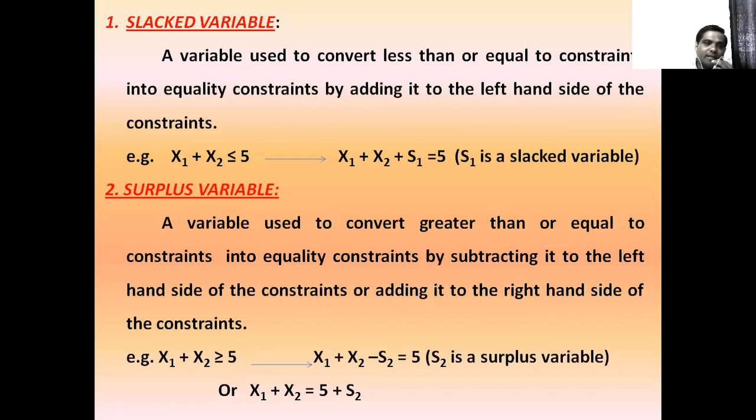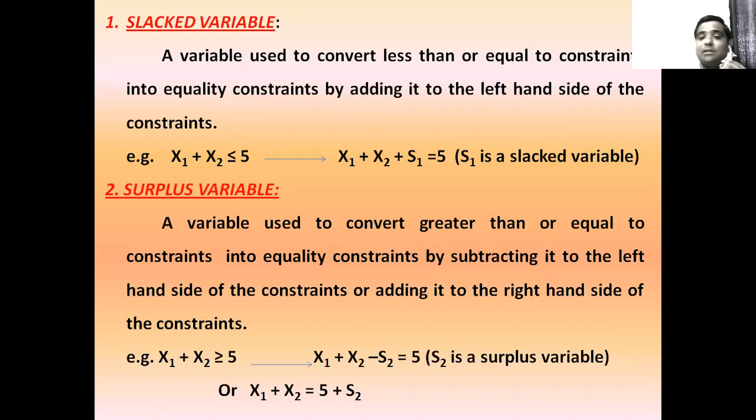So for converting these inequalities into equality, we have to use different variables. The first variable is the slack variable. I already told you, when our objective function is a maximization case, all the constraints are less than or equal to. Here x1 plus x2 is less than or equal to 5, and when the constraint equations are of less than or equal to type, we use the slack variable.